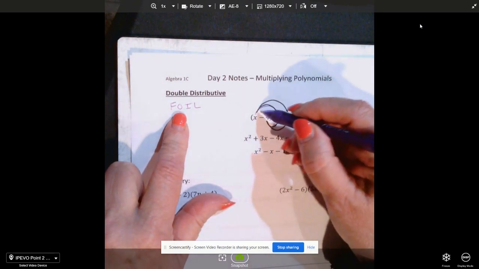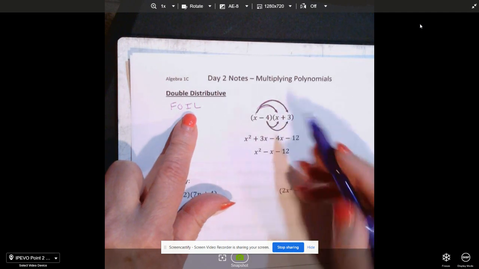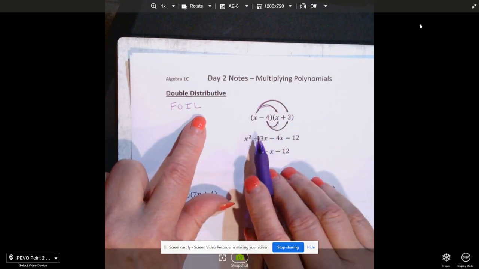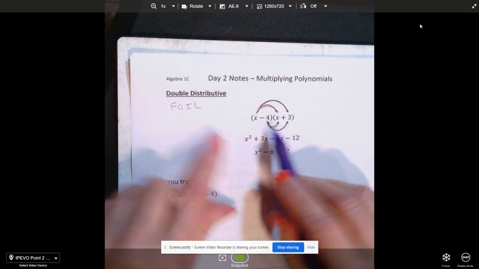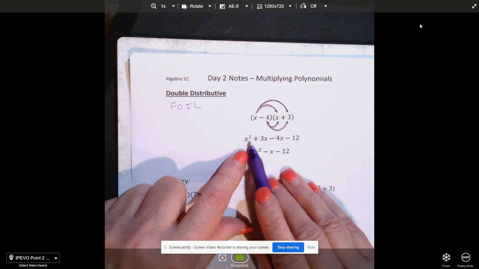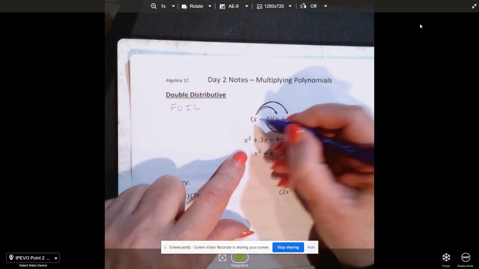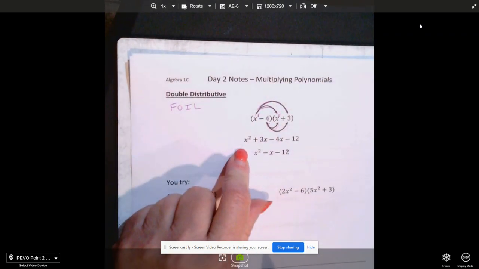Then you multiply the outside, which would be the x and the 3. Then you multiply the inside, which is the -4 and the x. And then you multiply the last 2, which is the -4 and the 3. So if you see, when I multiply x times x, I get x squared. Remember, when you're multiplying, you add the exponents. So even though you don't see any exponents on there, those ones are really assumed.